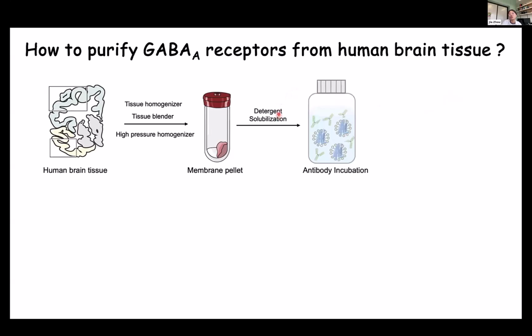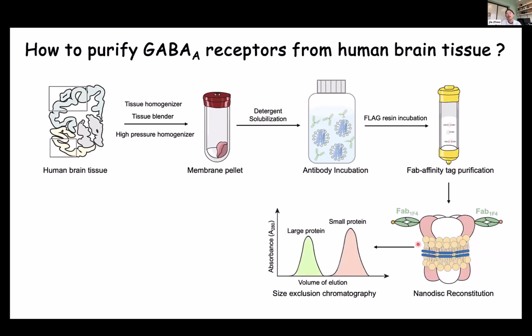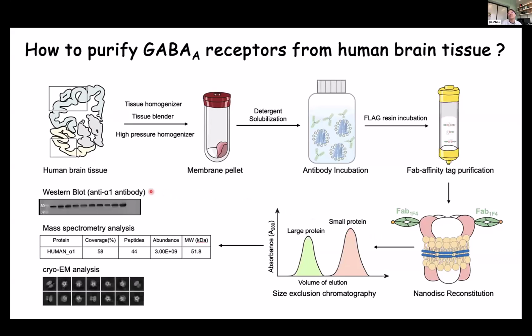Then we use detergent to solubilize the membrane. At the same time, we add the antibody to target the protein. As our antibody is modified with an affinity tag, which is a 3x FLAG tag, we can use the FLAG affinity resin to accumulate the complex of the antibody and the receptor. Then we put it into nanodisc. The nanodisc mimics a native lipid environment. Then we run the sample through SEC to get rid of the excess antibody and some contaminant proteins. Then we go through Western blot for validation, mass spec, and even further the cryo-EM part. So then I will start to share with you some results.